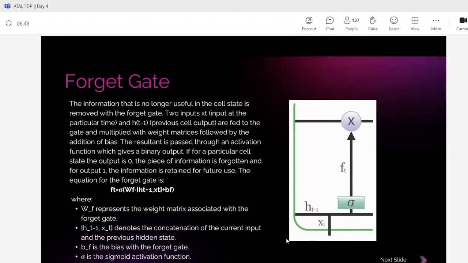Okay. So Wf represents the weight matrix associated with the forget gate, and ht minus 1, xt denotes the concatenation of the current input and the previous hidden state. And then bf is the bias to the forget gate, and sigma is the sigmoid activation function.